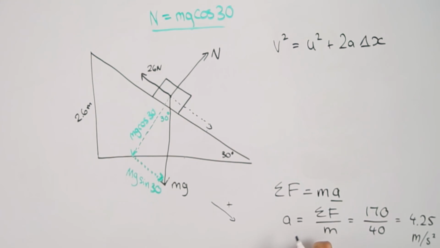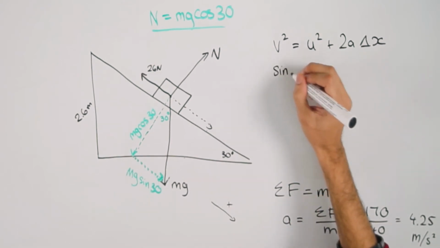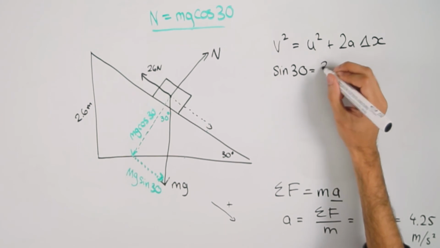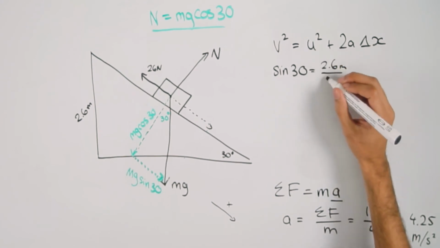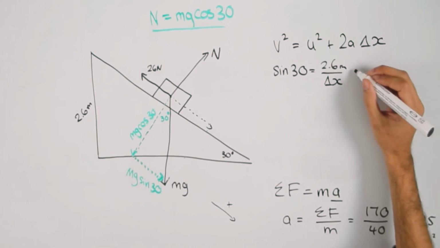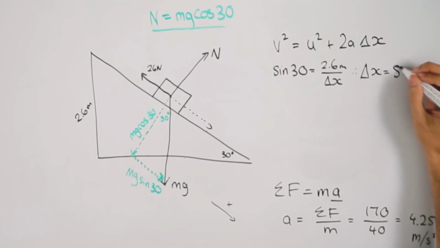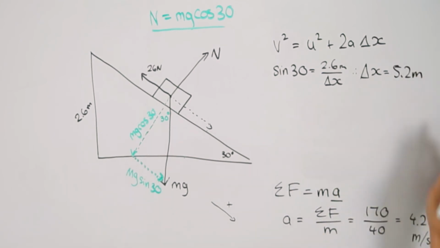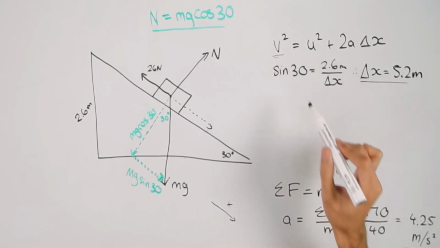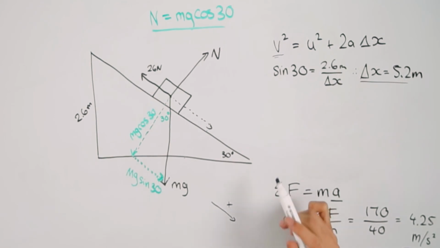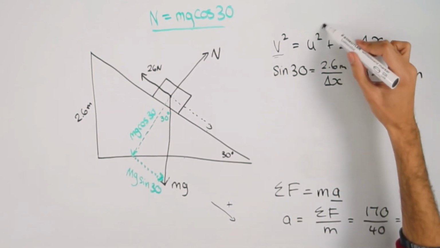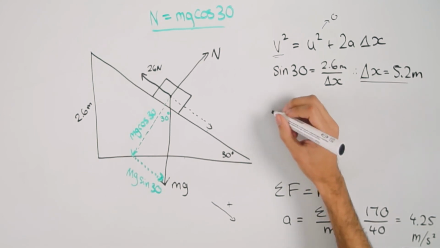If we use our trigonometry again, we can work out what the length of the slide is. We can see sine 30 is equal to 2.6 meters divided by the length of the slide, so let's call that delta x. Therefore, delta x is going to be equal to 5.2 meters. Alright, once we've done that, we now have the delta x, we have our acceleration, and we're trying to find the final velocity, and we know what our initial velocity is. The girl is just sitting at the top of the slide, so initial velocity is 0. We can now work this out.